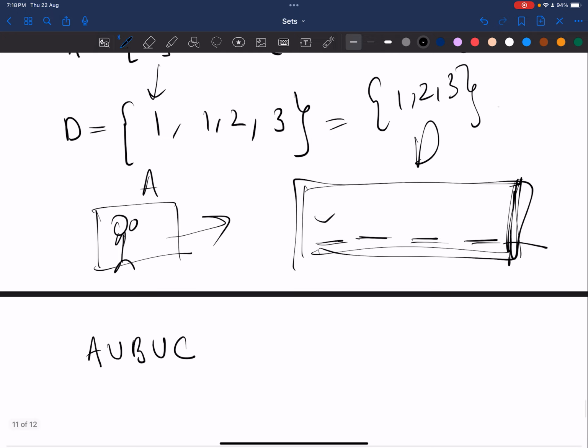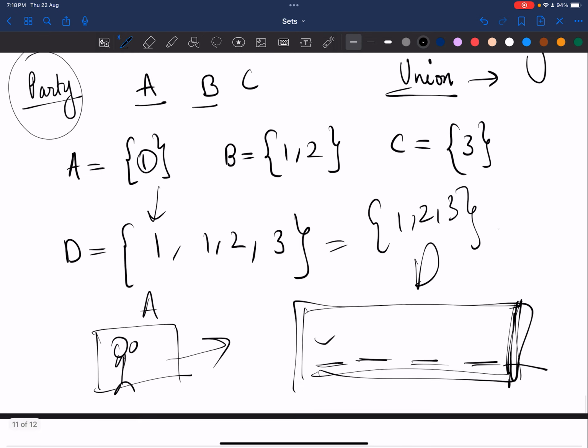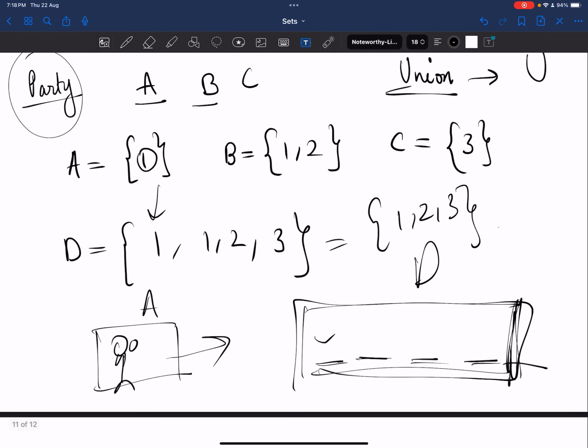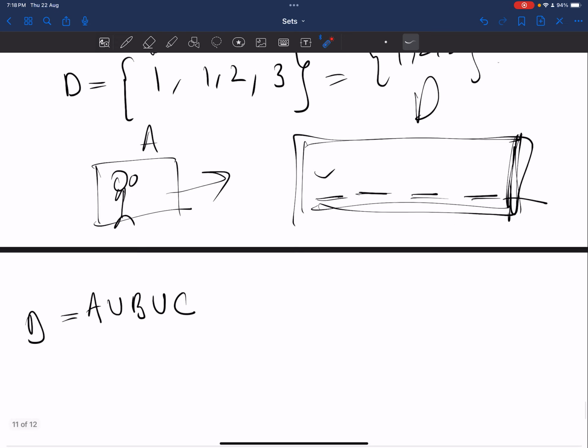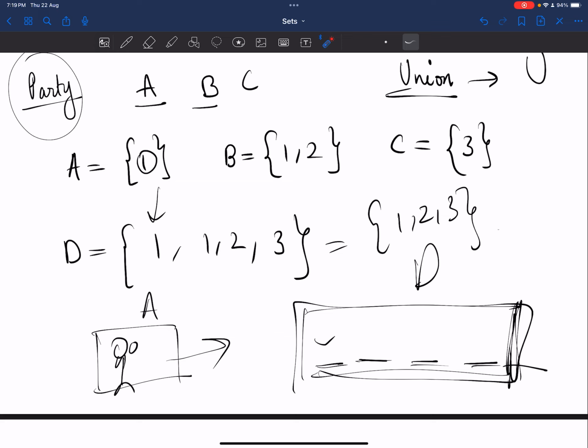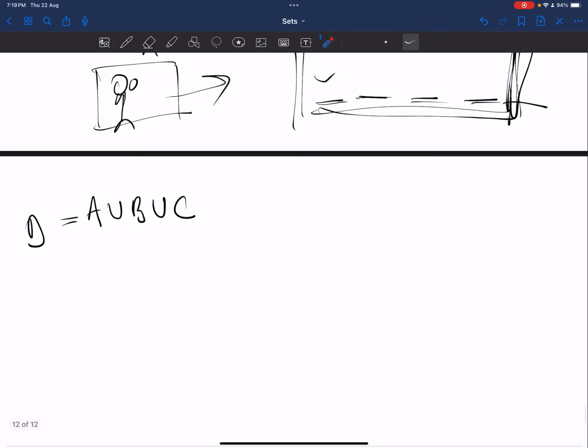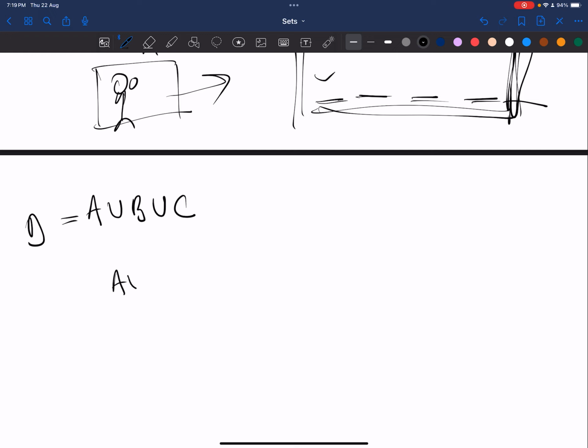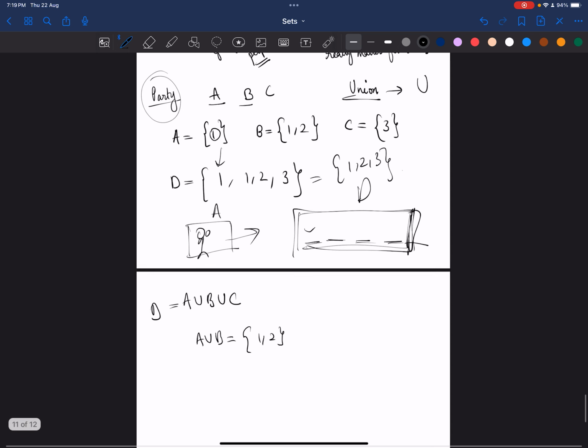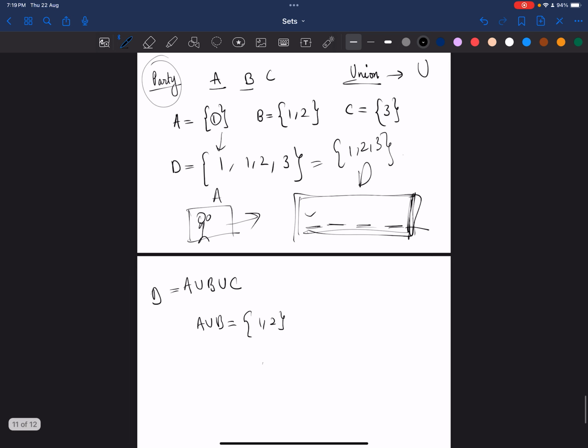That's D. But if you made a small little party with these guys first, you're like, oh no, let's do it in 2 steps. Let's do A union B, and then once we have A union B, let's have a union of A union B with C. So A union B is basically 1, 2. And then if you want to do A union B with C, you're going to do it this way. That's again 1, 2, 3.